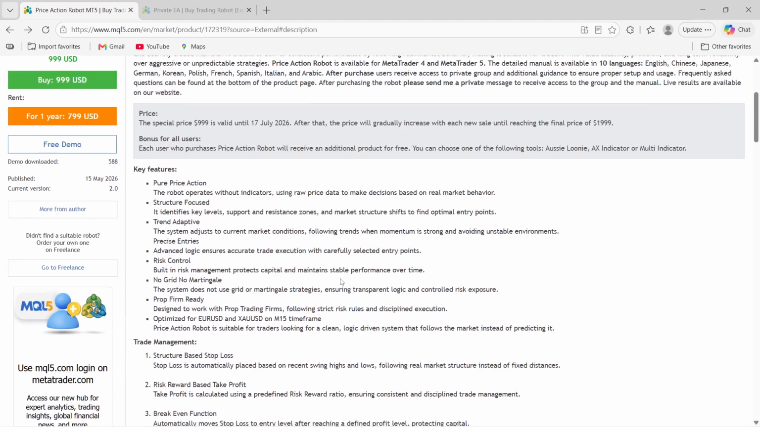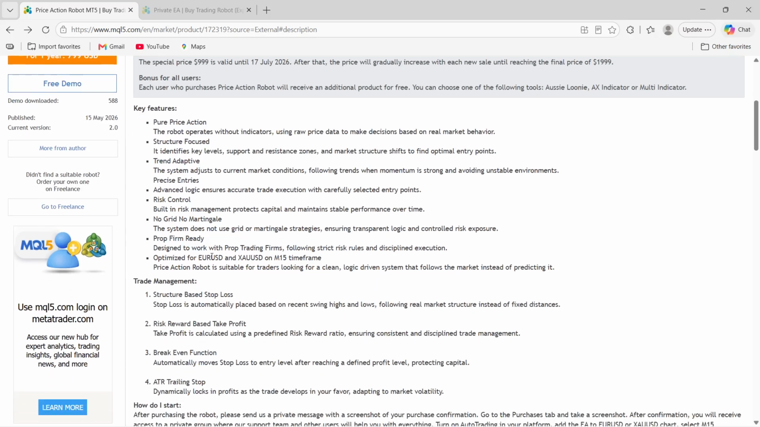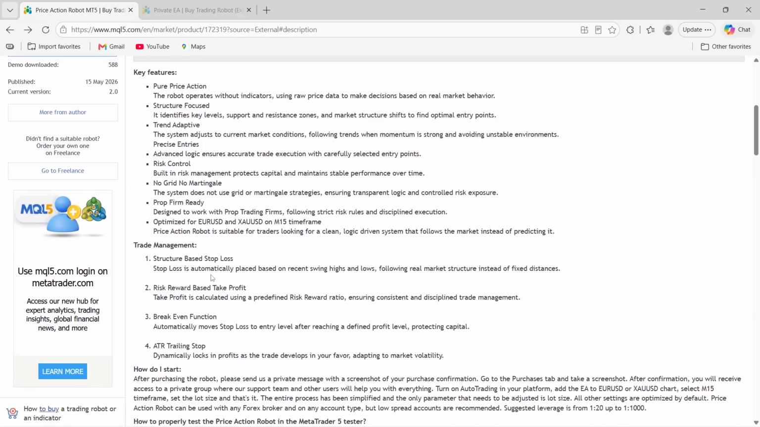Right, so you can see the key features listed here: the preferred price action, the structure focus, trend adaptive. Advanced logic ensures accurate trade execution with carefully selected entry points. Risk control, no greed or martingale. It is prop firm ready and optimized for EUR/USD and XAUUSD on the 15-minute time frame.